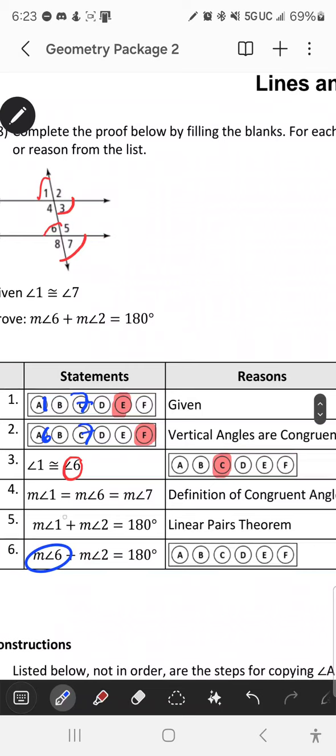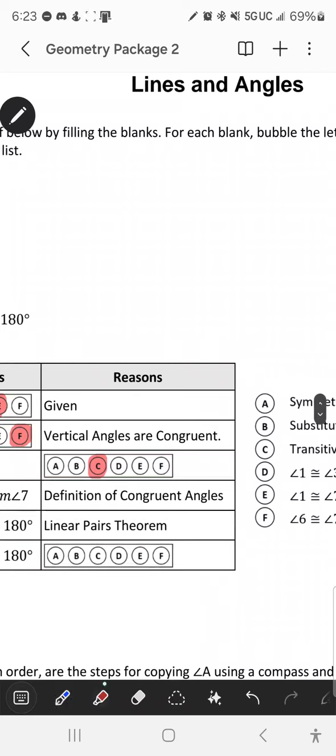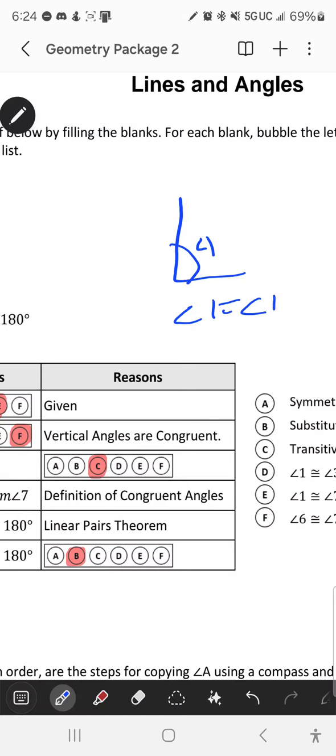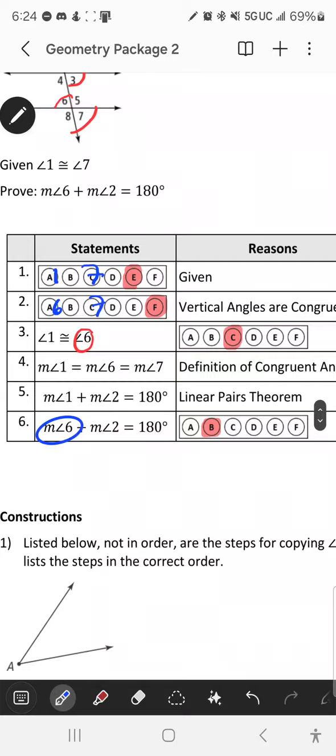But now, since we know that 1 and 6 are equal, we're just going to substitute the value of 1 by the value of 6. And that's when we use the substitution property. It is not the symmetric property, because the symmetric property just means that, for example, angle 1 is equal to angle 1, one thing is equal to itself. So that's basically it. There's the answer for this question.